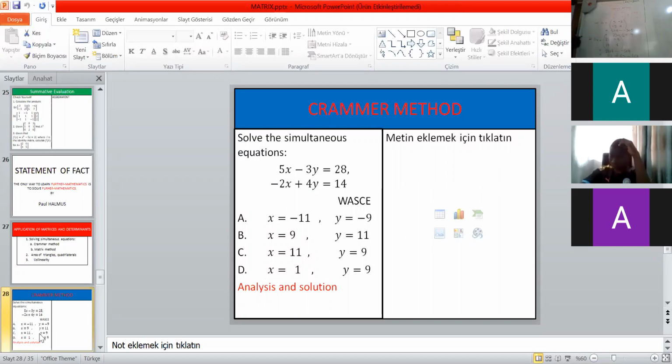Now, how do we find x from here? Write it down. x by formula is given as delta x against what?